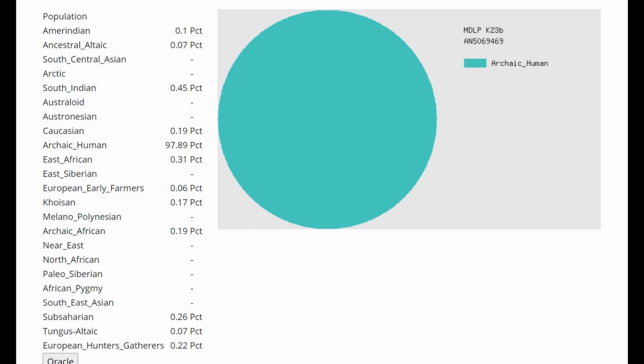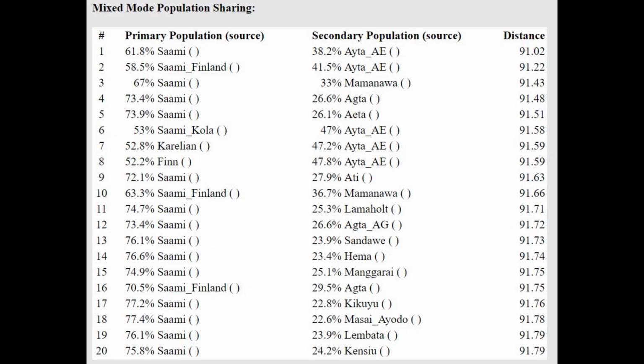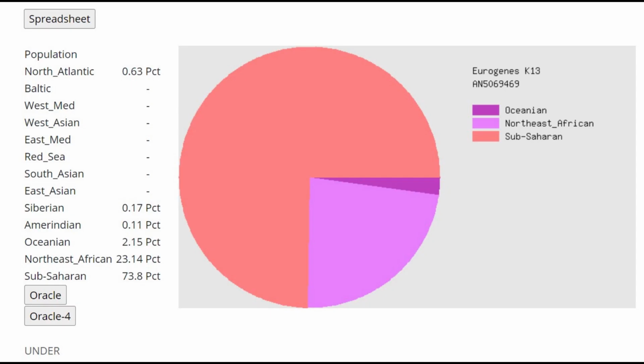She is scoring 98% archaic human with MDLPK23B, which is a typical score for any kind of gorilla, chimpanzee, orangutan, any kind of monkey. They always score a lot of archaic human and not anything else. Neanderthals score around 60% archaic human plus 30 to 35% of archaic African and the other 5% something else. So with the Oracle, she's getting modeled as a mixture of Sami plus Eta with very high distances. That's because even Sami don't have much archaic African component, and the Eta and these other sub-Saharan African groups don't have much archaic human component either.